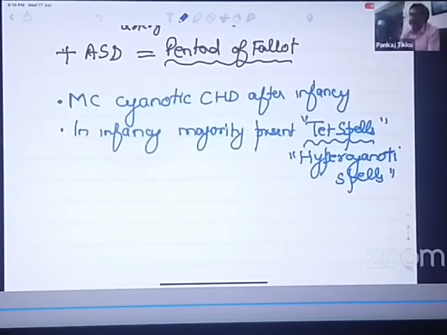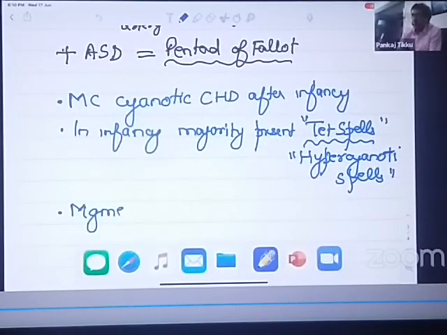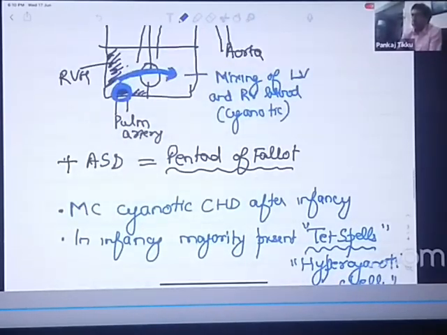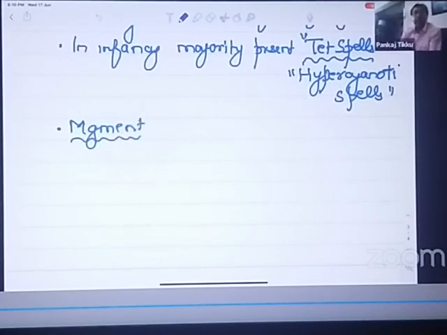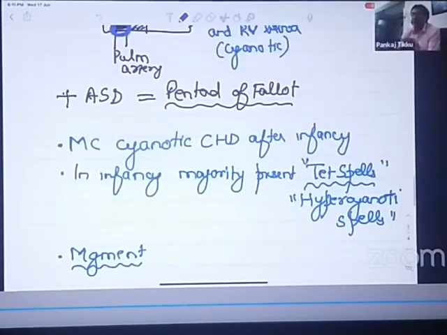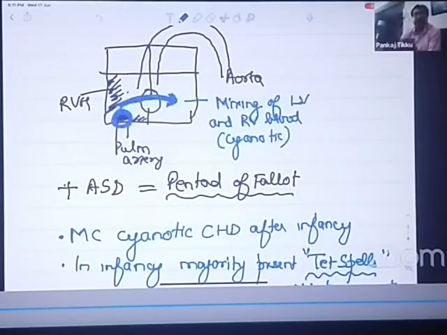How do you manage these TET spells? So see, what is the cause of the TET spells? As you can see here, please pay attention here, there is shunting from the right side of the heart to the left side of the heart.